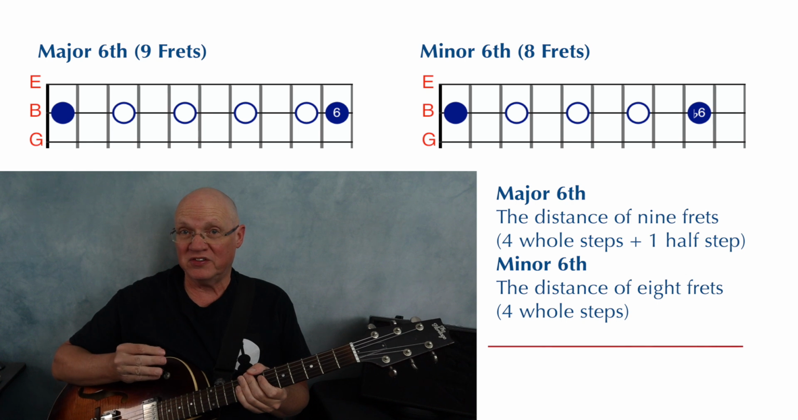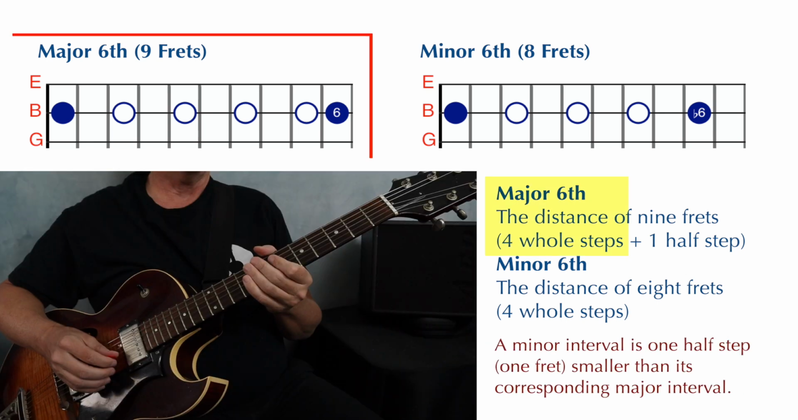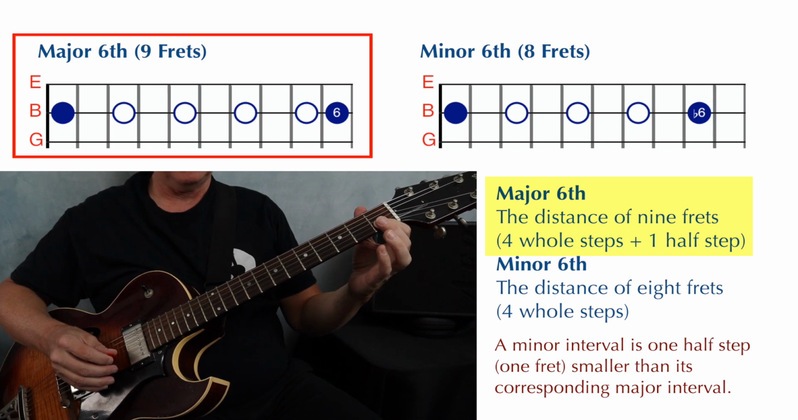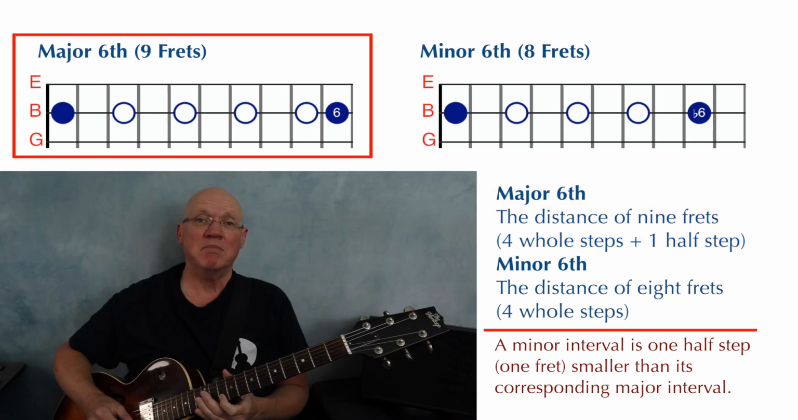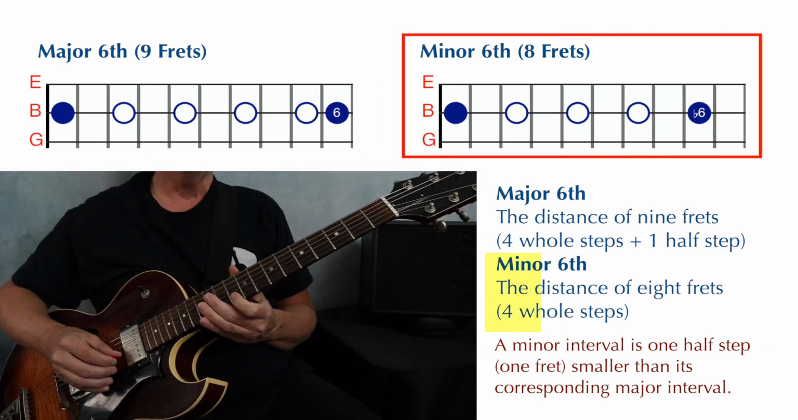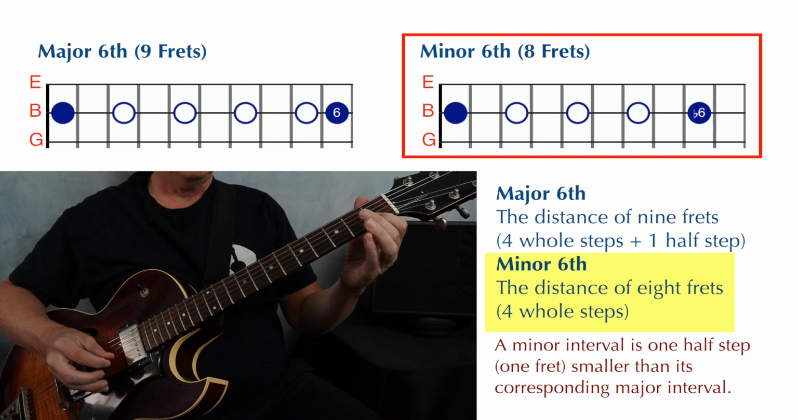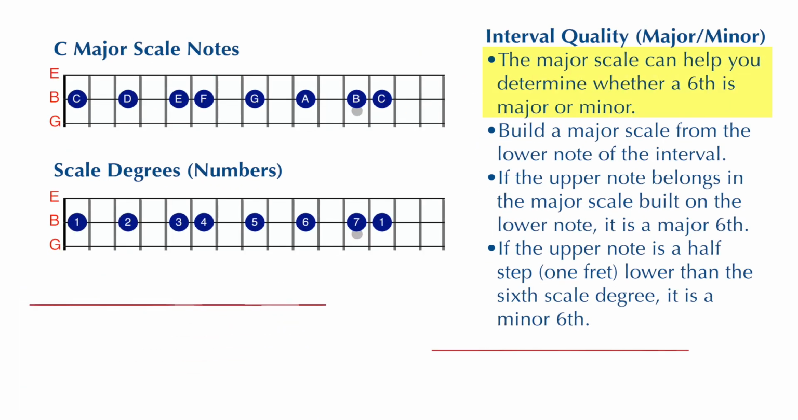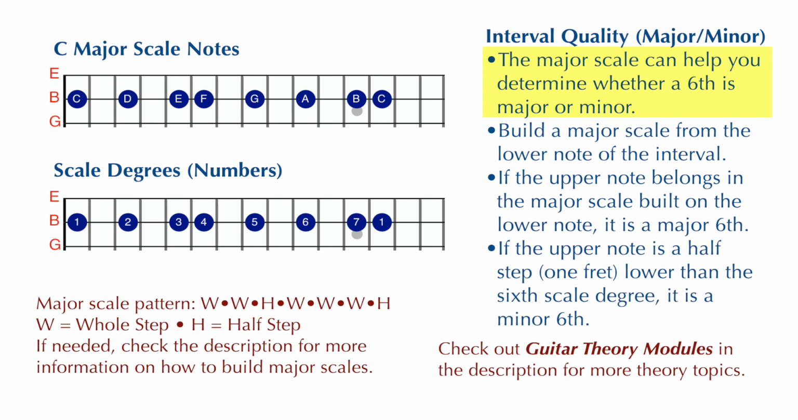You can further define sixths as major and minor. On the guitar, a major sixth is a distance of 9 frets. A minor interval is 1 half step or 1 fret smaller than a major interval, so a minor sixth is a distance of 8 frets. You can use the major scale to figure out if a sixth is major or minor.